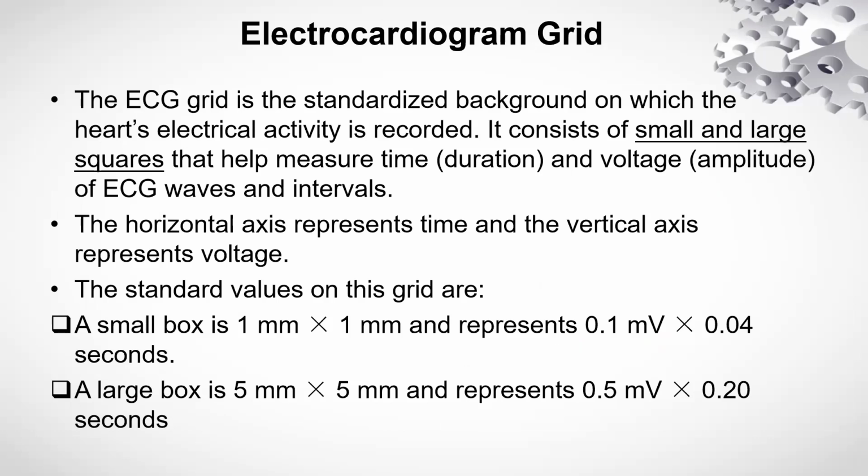Okay, so there's what we call the ECG grid, which is the standardized background on which the heart's electrical activity is recorded. The grid consists of small and large squares. This helps to measure the duration, the time, and the voltage, which is the amplitude of each ECG wave and intervals.